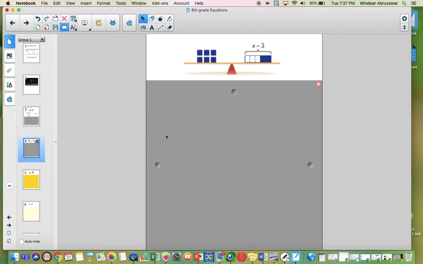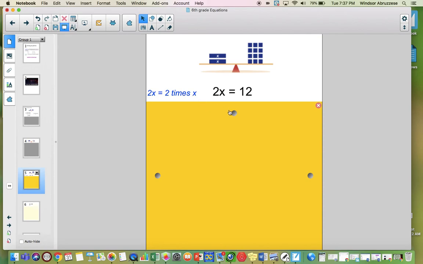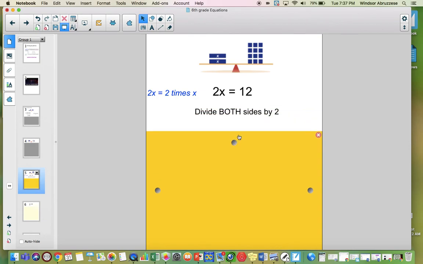Let's try another one. Okay, so I have 2 x's on the left and 12 cubes on the right. So my equation is 2x equals 12. And remember, 2 and an x right next to it, 2 is the coefficient, is 2 times x. So this is times x. What is the inverse operation? Divide. You have to divide both sides by 2.